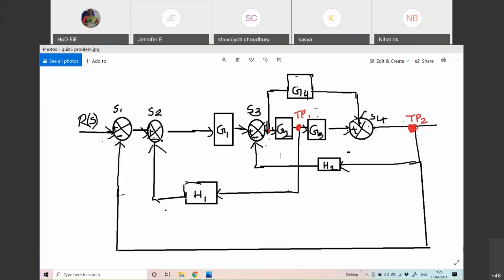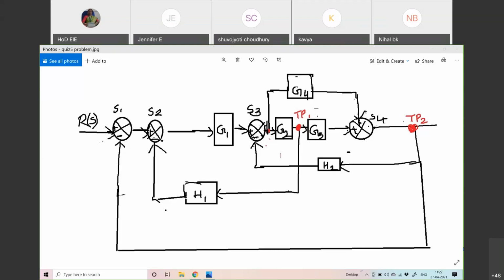The block diagram is having the summing elements S1, S2, S3, S4. And feedback inputs to S1 is negative, S2 is negative, S3 is negative. And the rest all are positive terminals.